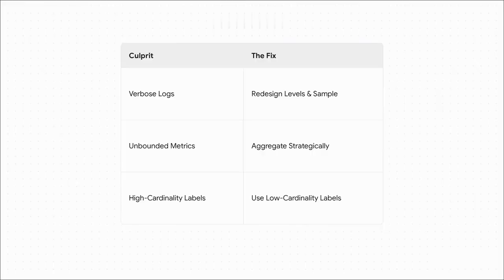And here's the playbook. For those verbose logs, the fix is twofold. First, you redesign your logging levels so debug isn't flooding your production environment. Then, you implement intelligent sampling. For unbounded metrics, you have to control that growth by aggregating strategically, grouping data instead of tracking every unique event. And for high cardinality labels, the discipline is simple. Only use labels that have a low, predictable number of possible values.